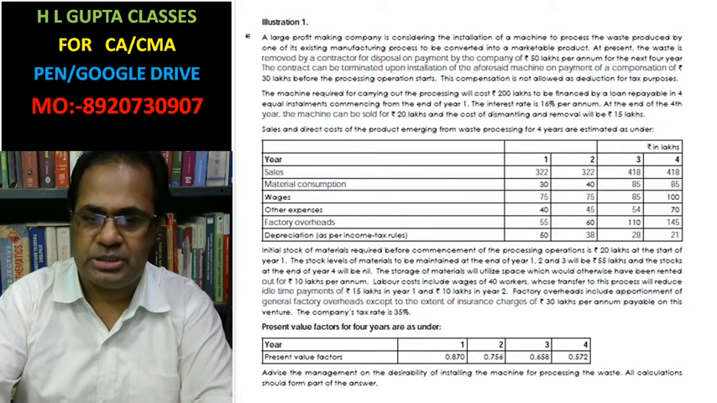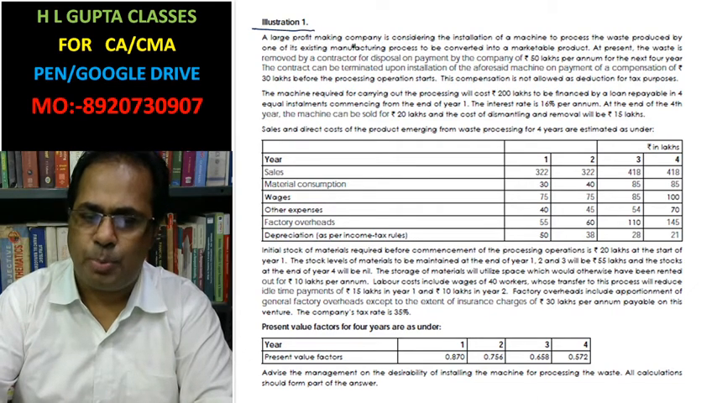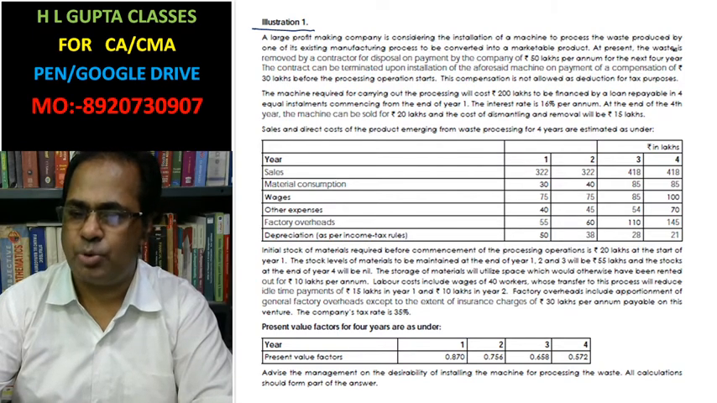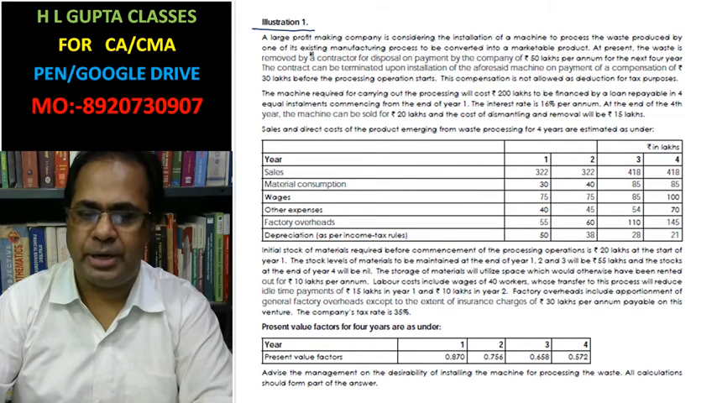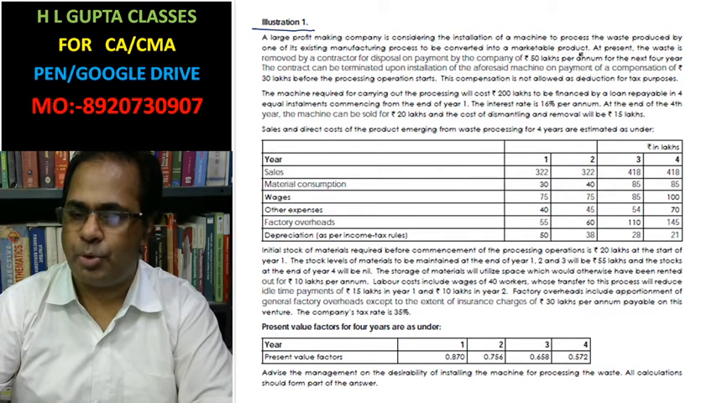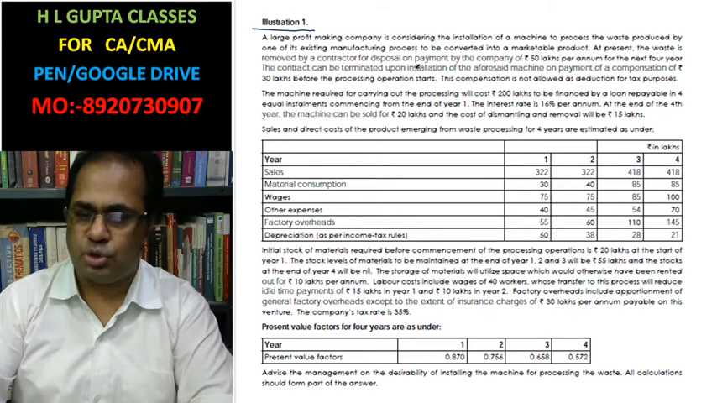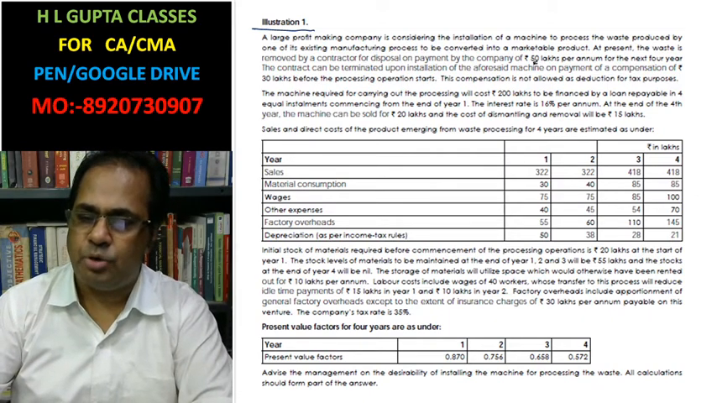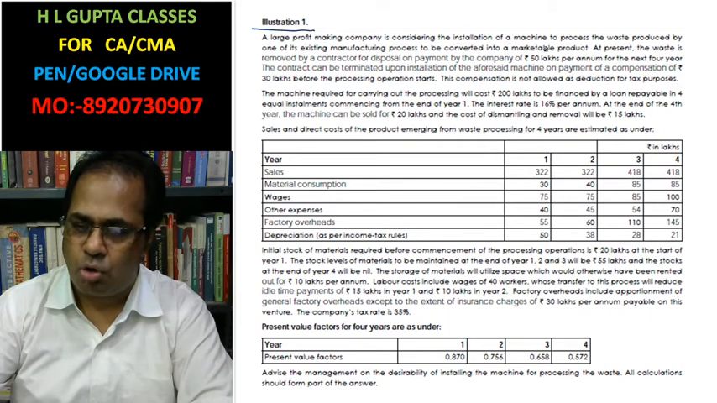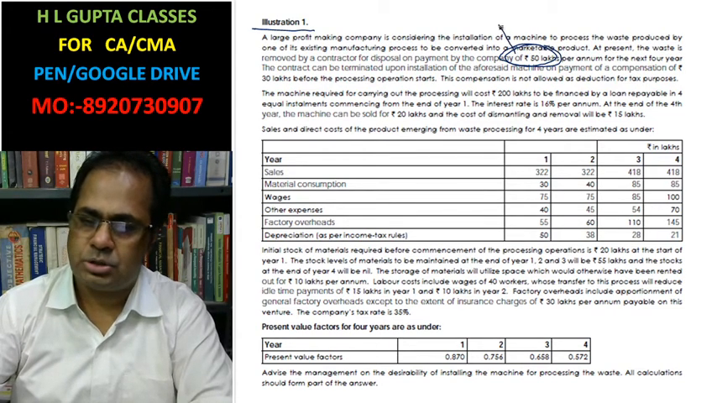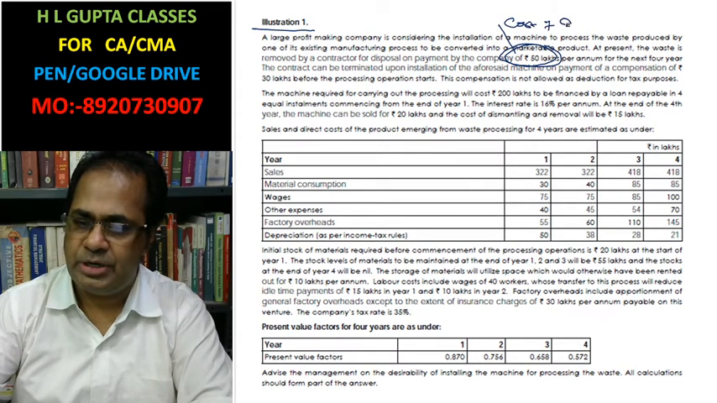In the given question, it is written illustration 1. A large profit making company is considering the installation of a machine to process the waste produced by one of its existing manufacturing processes, to be converted into a marketable product. At present, the waste is removed by a contractor, and the cost of disposal is rupees 50 lakh per annum. This is the cost of disposal of waste per annum.